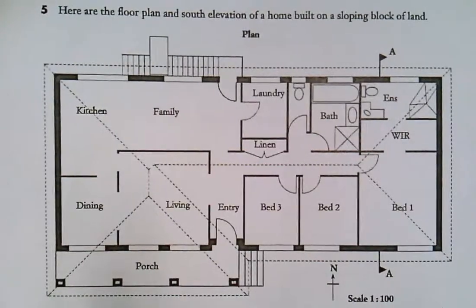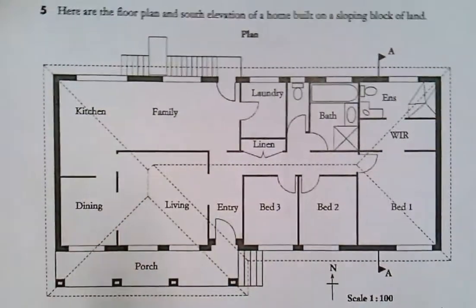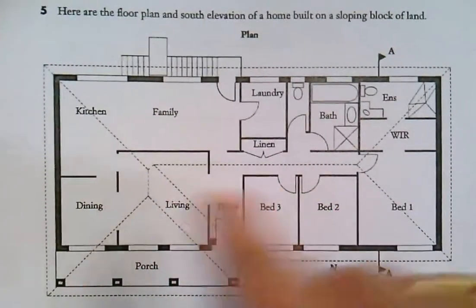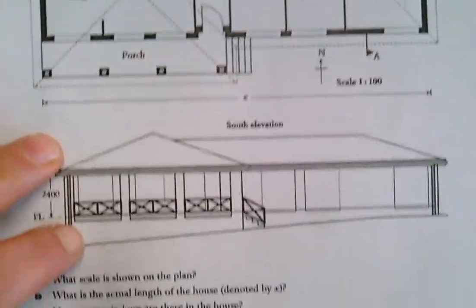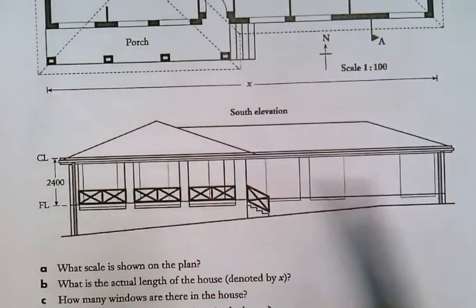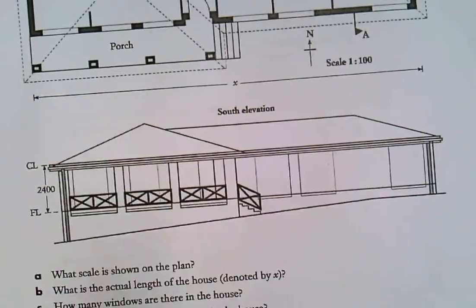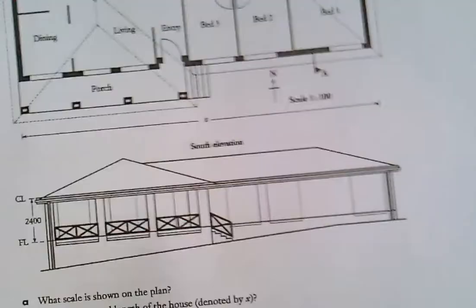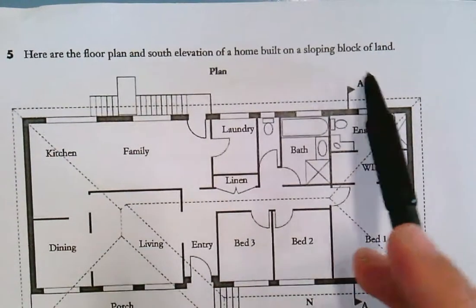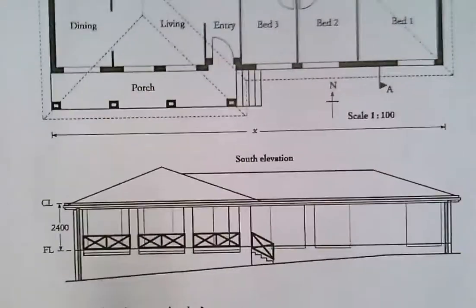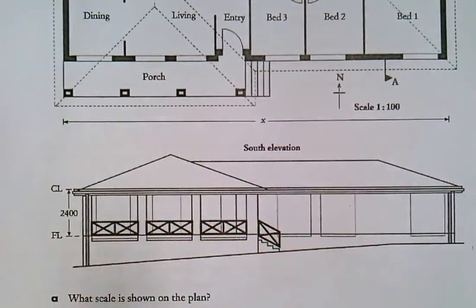Question 5, we've got a floor plan. So that's the plan when you look straight down, bird's eye view of the house with the roof off. And the south elevation means that from the south you're looking at the side of the house, how the house is elevated. All right, the side view, like you're walking up the driveway of the house. You're looking at the side of the house, that's south elevation. And it was built on a sloping block of land. We can see that here because this is the ground down here and it slopes, okay?